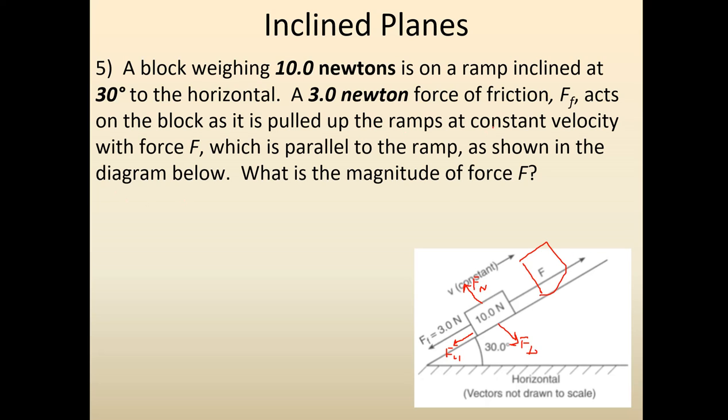Because it says the ramp travels at a constant velocity, I know that whatever force is pulling it up has to be equal to the total force pulling it down. So we know there's 3 newtons of force pulling it down. Let's figure out what this parallel force is. F parallel is Fg sine theta.